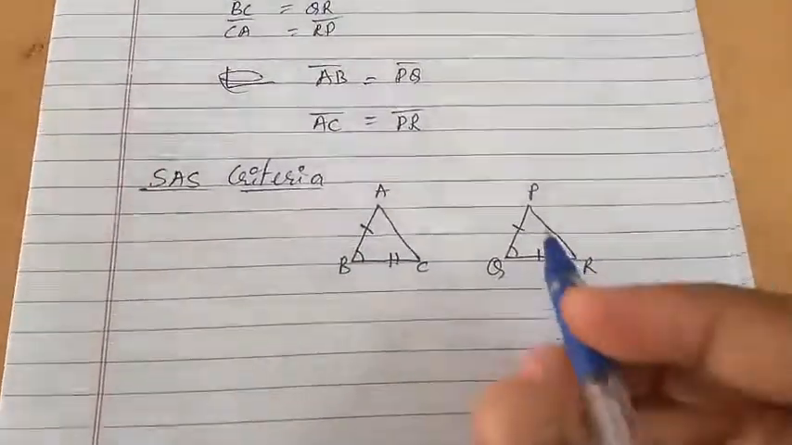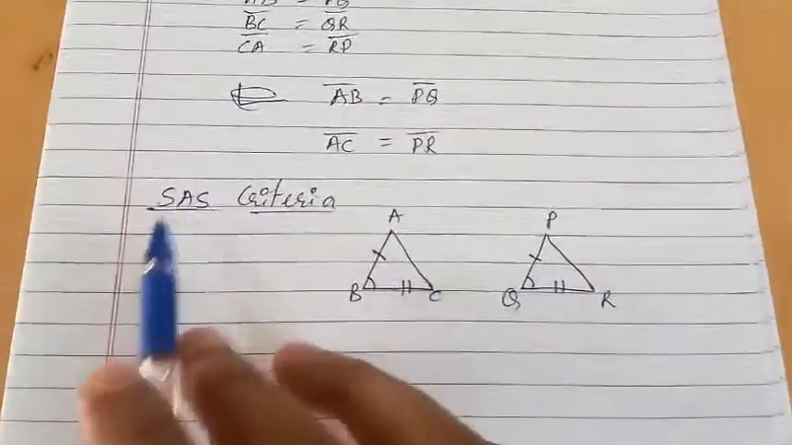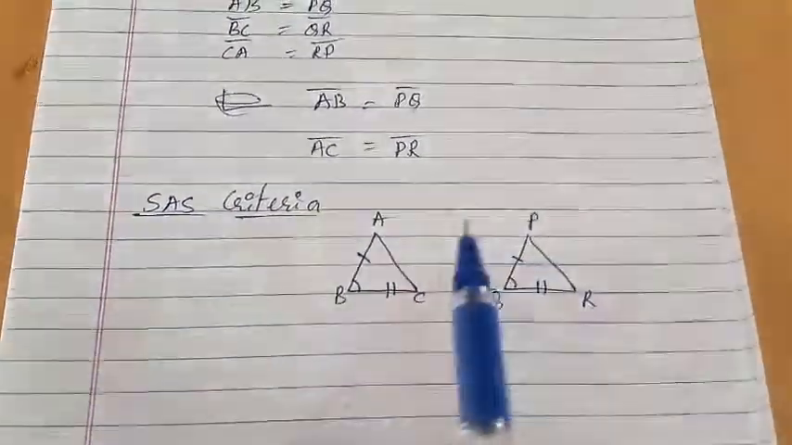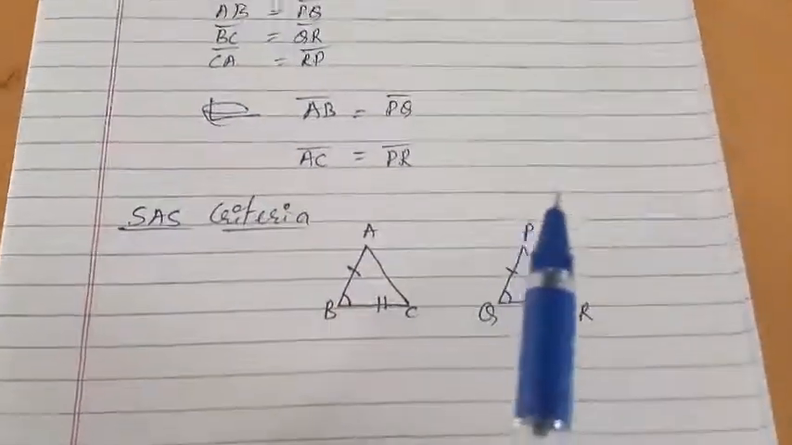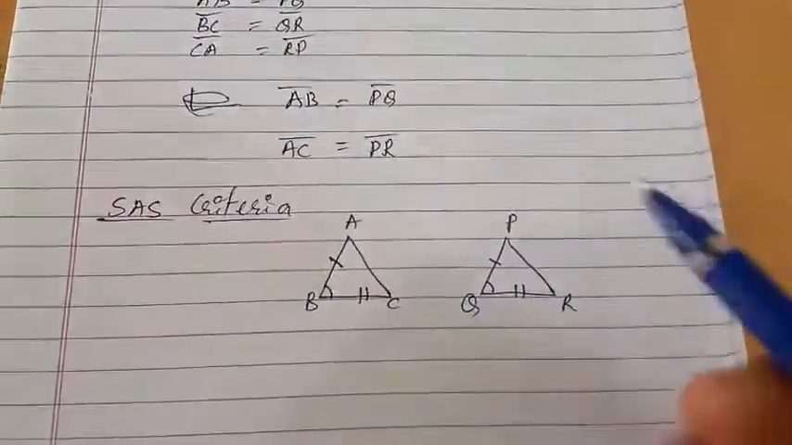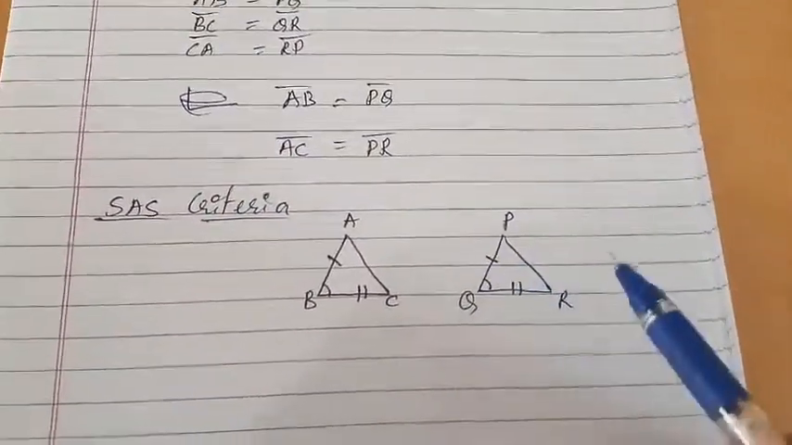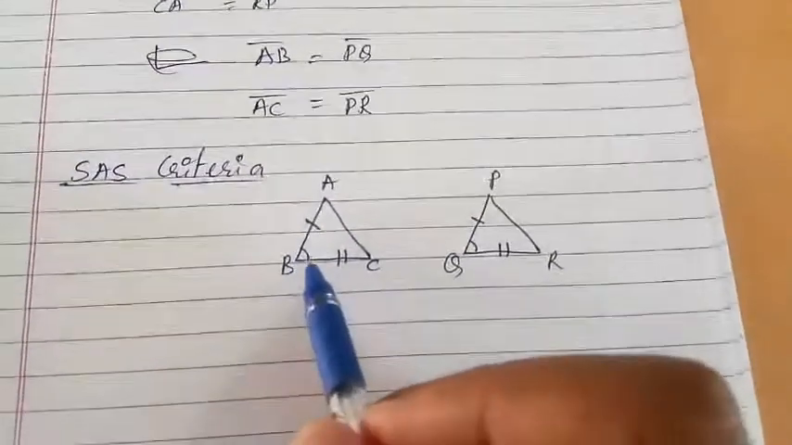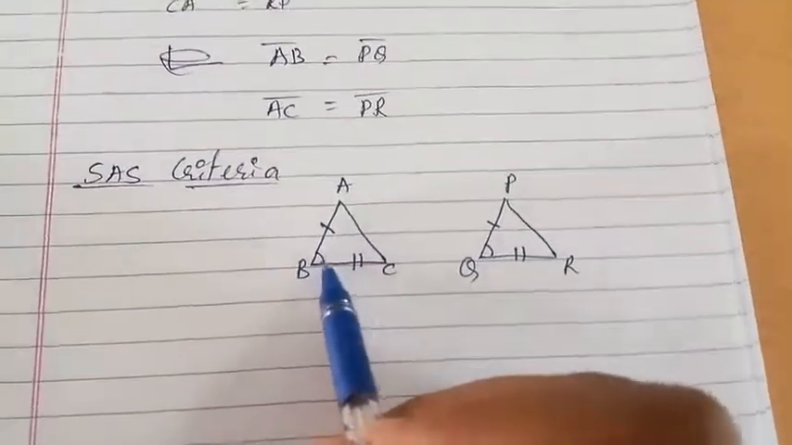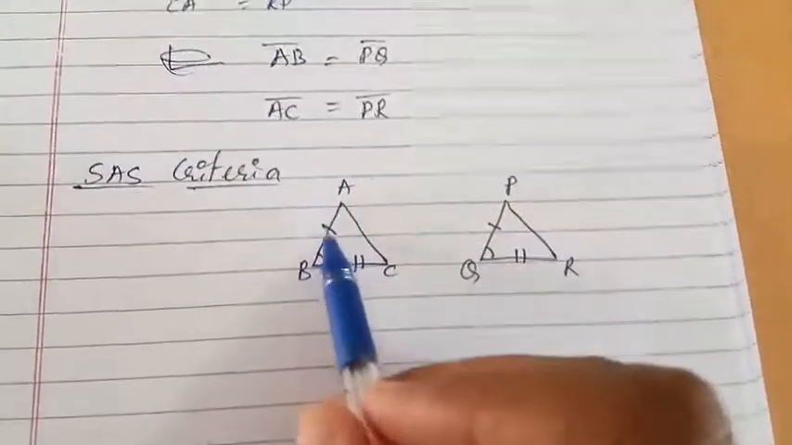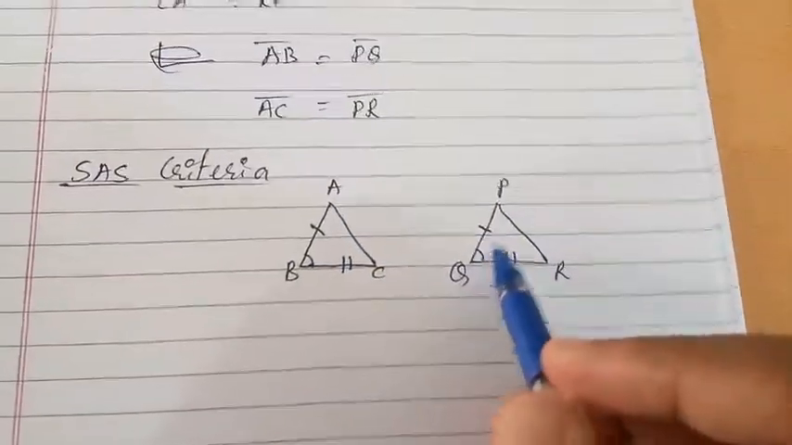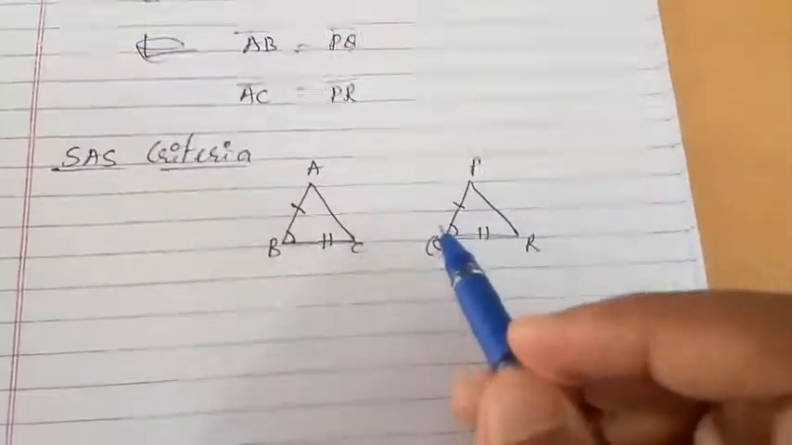So next one, SAS criteria. SAS criteria means side angle side. That means two sides and one angle are equal to the corresponding two sides and one angle, and that angle should be in between those two sides. Here this angle is in between these two sides, isn't it? So here also this angle is in between these two sides.